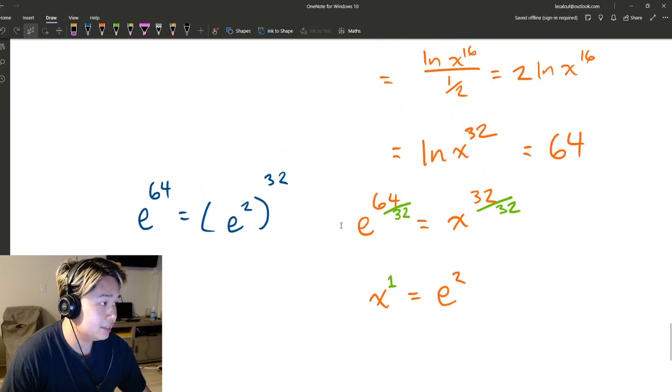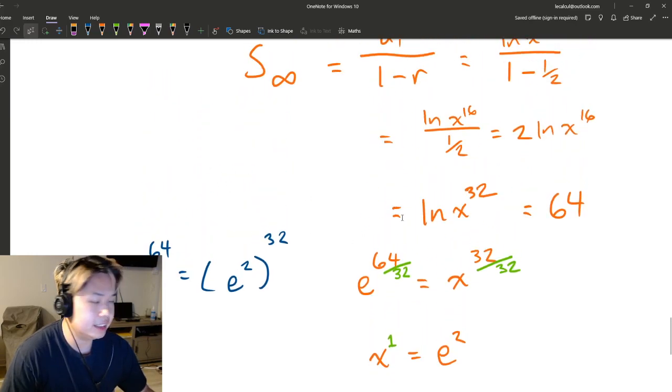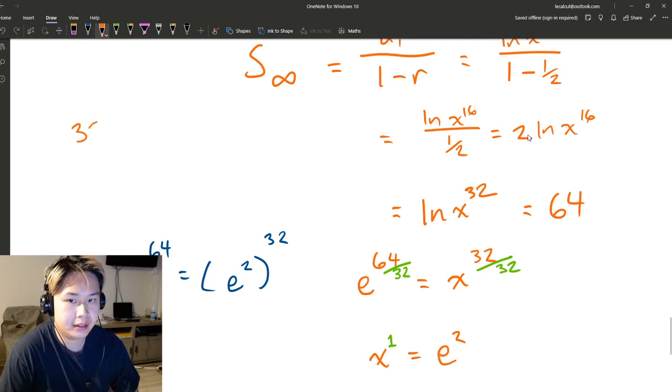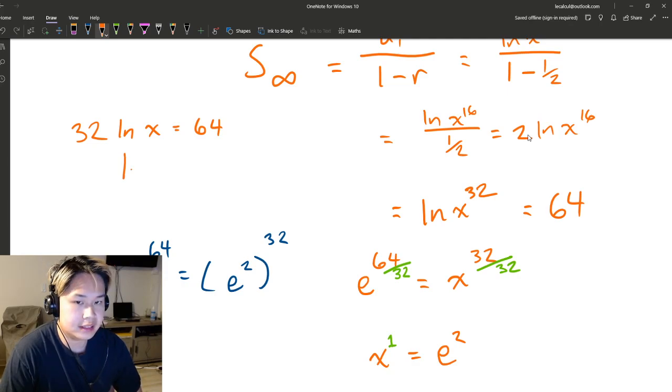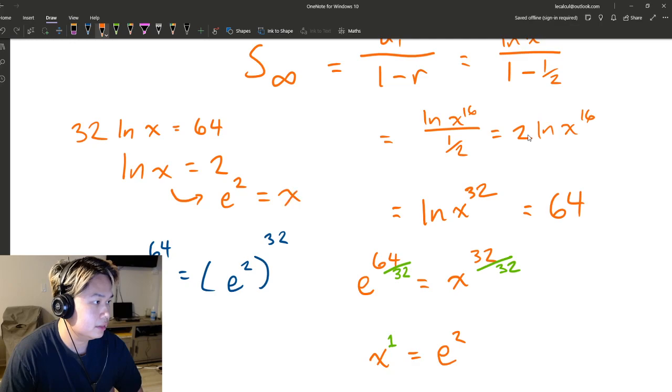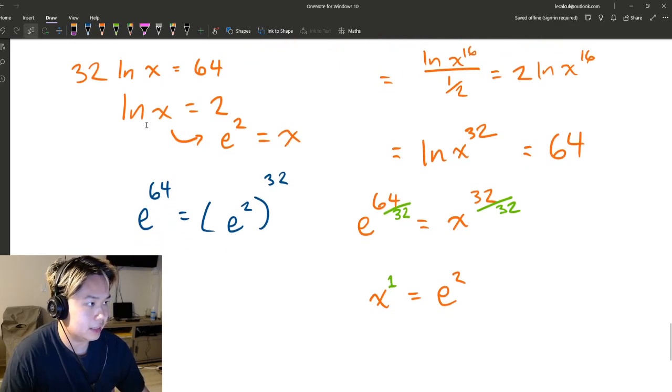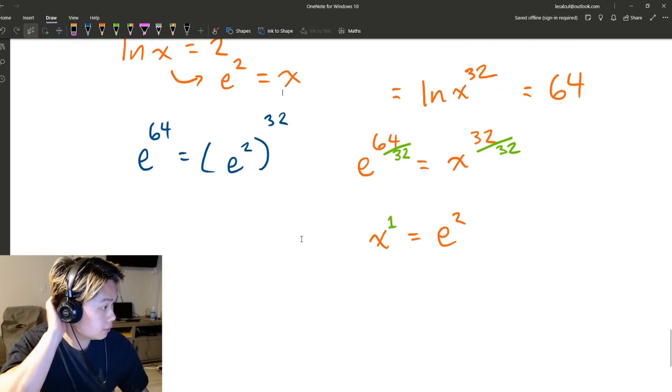If you don't like doing it this way, then what you could have also done is, instead of using the property here to bring the 2 up here, we do it the other way. We bring the 16 down so that you will get 32 natural log x is equal to 64. And then solving for x, 64 divided by 32 is 2, and then you change this into the exponential expression, which essentially says e to the power of 2 is equal to x. So either way, you get the same answer. It's the same thing, it doesn't matter.